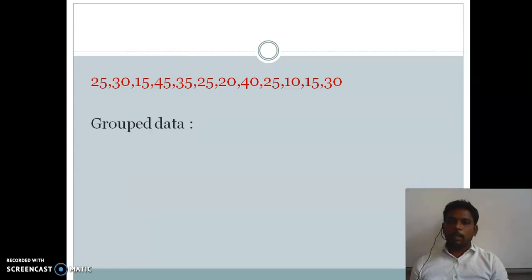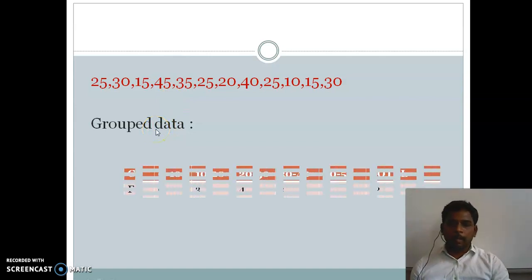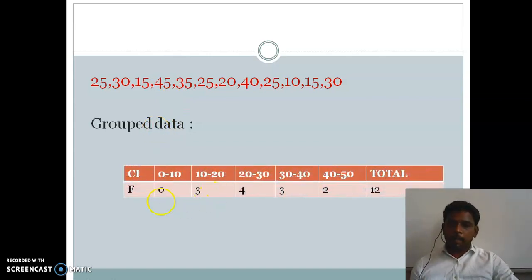And the third one, grouped data. How can we classify or arrange the same information under grouped data? So look at the table. Here, class interval, frequency. Class interval means here I represent the information within the class intervals, right? Here I split the class intervals with the same length. So 0 to 10, 10 to 20, 20 to 30, 30 to 40, 40 to 50. Right? So under 0 to 10, how many numbers are here?